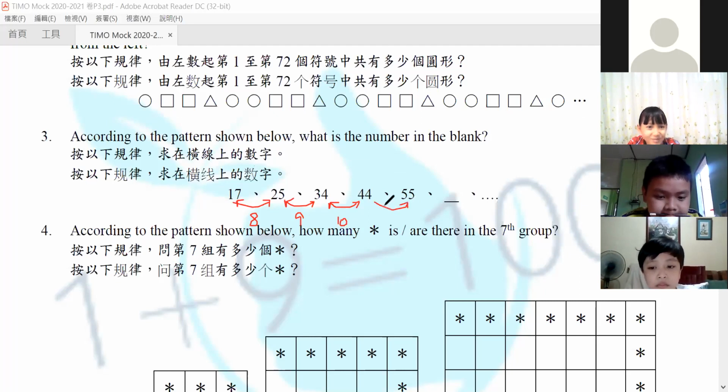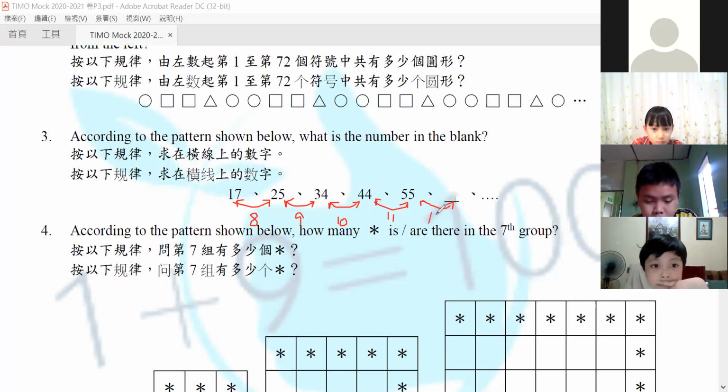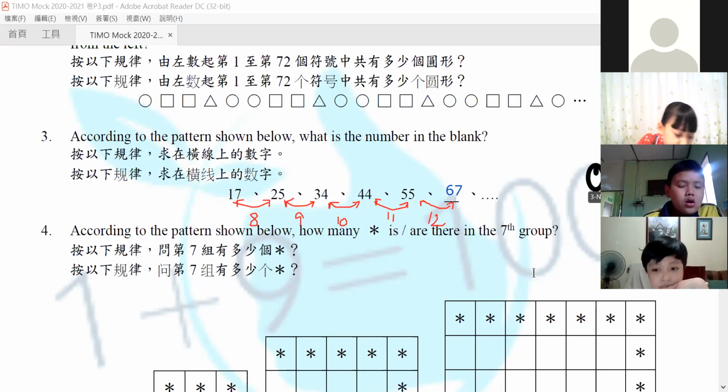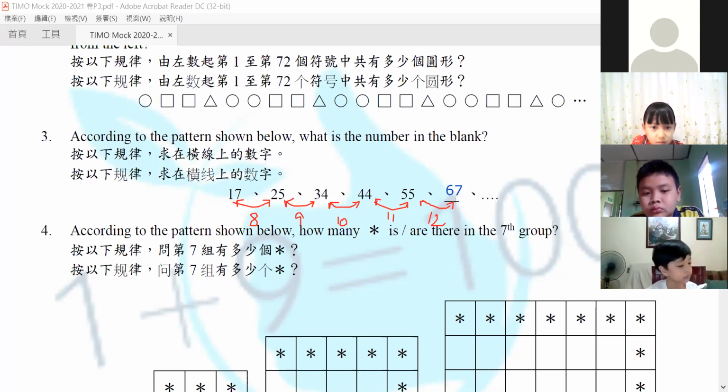So if we talk about 44 and 55, the difference is 11. Here we see a very nice pattern, the differences are 8, 9, 10, and 11. So what should be the next difference? It should be 12, right? So the next number must equal 55 plus 12, which is 67, right? 67. All right, this is question three.